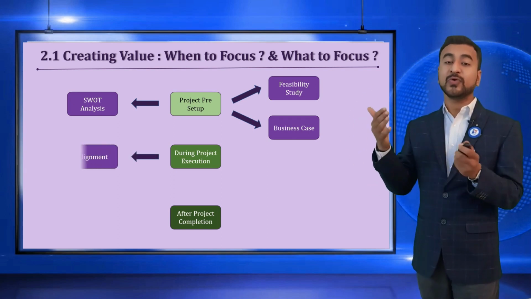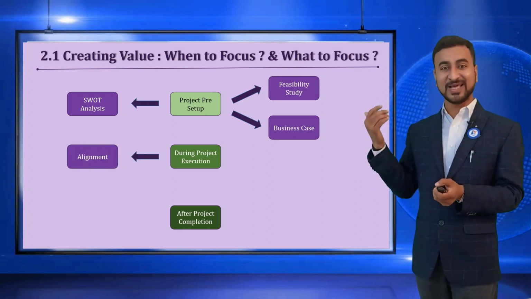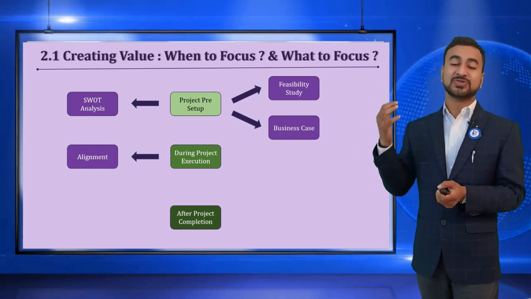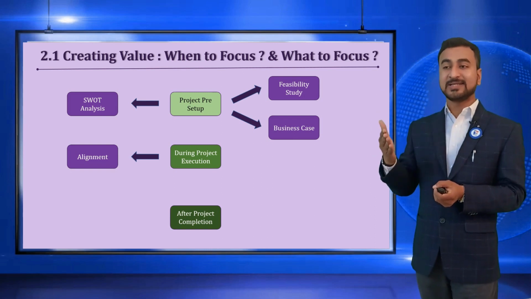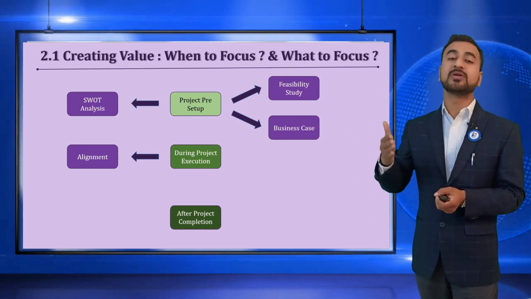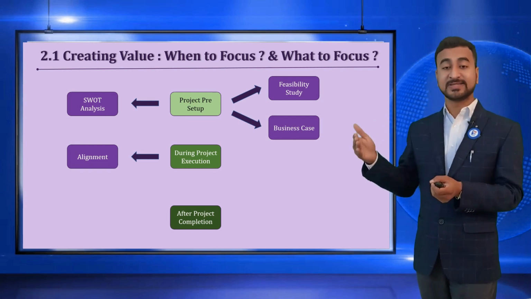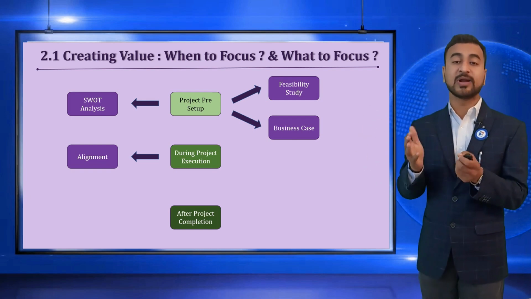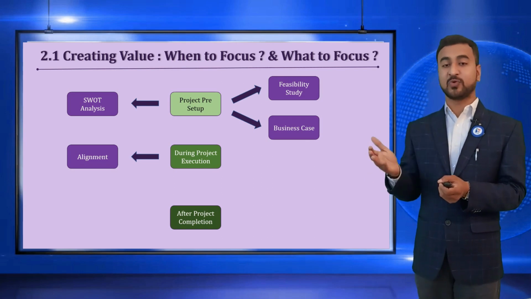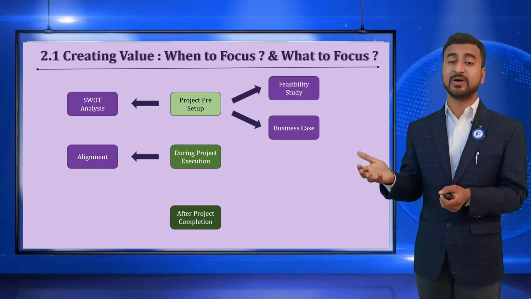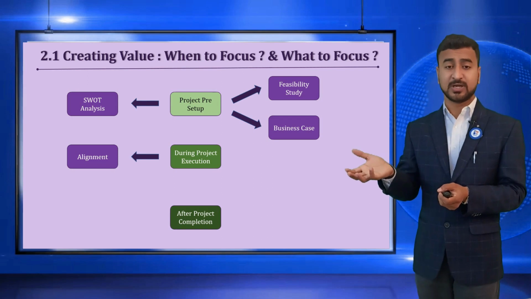During the project, can you guess? Yes, alignment. You have to constantly justify the business case throughout the project. So when you review your project at the different stages, if your project is no longer delivering the value, you should stop that project rather than wasting organizational resources on it.